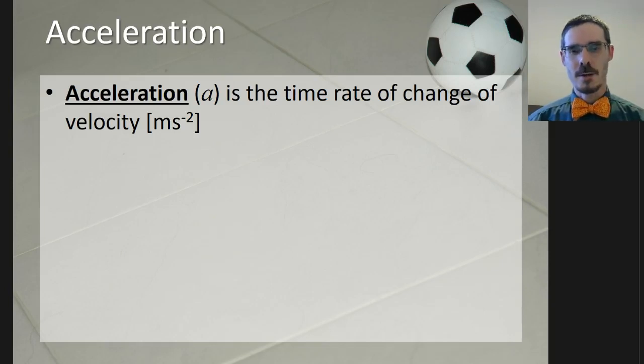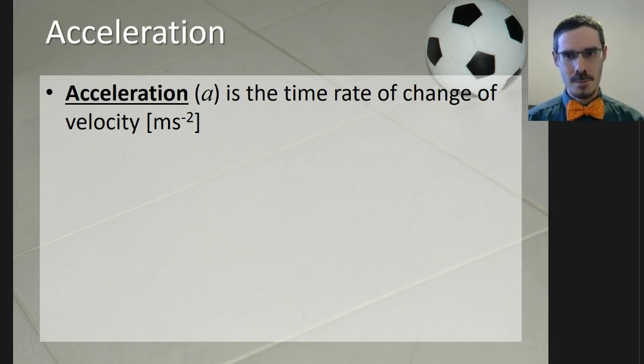So let's talk about acceleration. Velocity, you'll remember, was the time rate of change of displacement. Well, acceleration is the time rate of change of velocity. Now, we use a little a for acceleration, and notice the units. This often confuses people. Acceleration is the time rate of change in velocity.